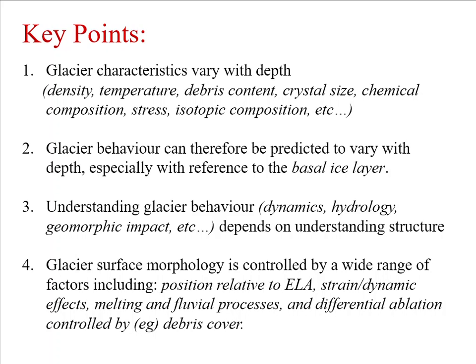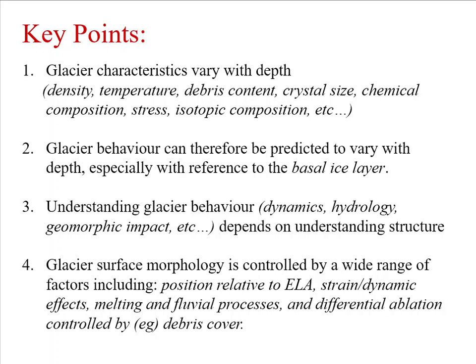Now, I'll talk about the basal ice layer in more detail next time, in the next unit, but in this unit, I'm going to focus on glacier surface morphology in particular, and we're going to see how the surface morphology, the shape of the surface of the glacier, the features that you see if you stand on a glacier and walk around, that surface form, that surface morphology is controlled by lots of different factors, including whether you're in the accumulation zone or the ablation zone.